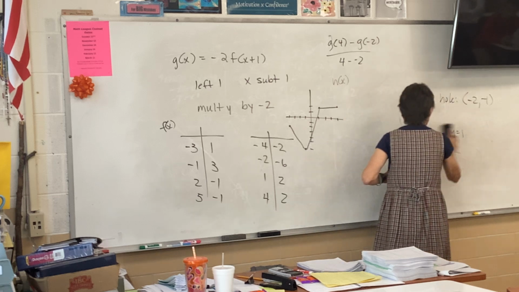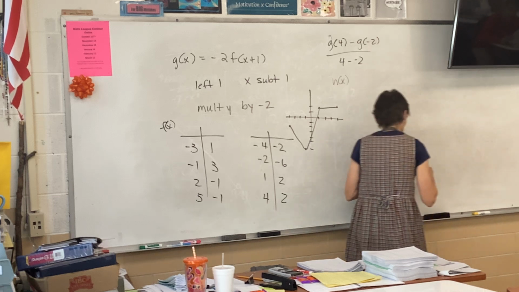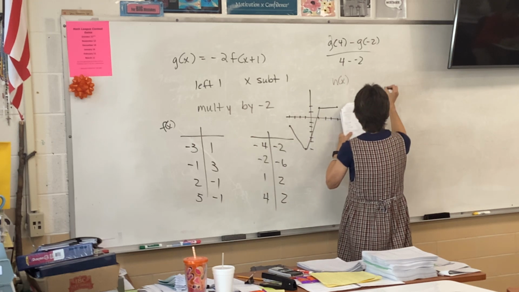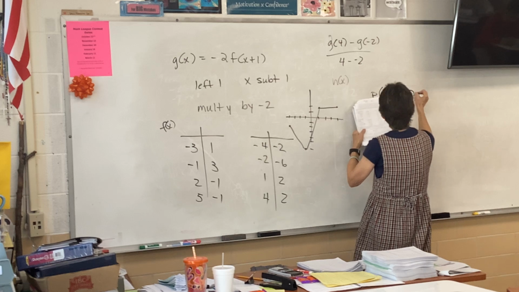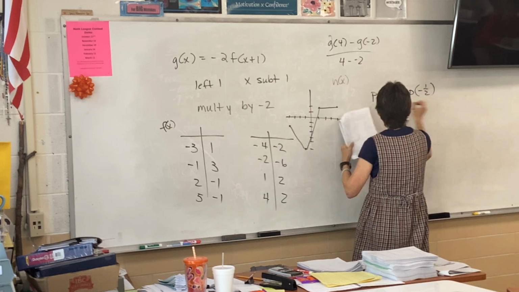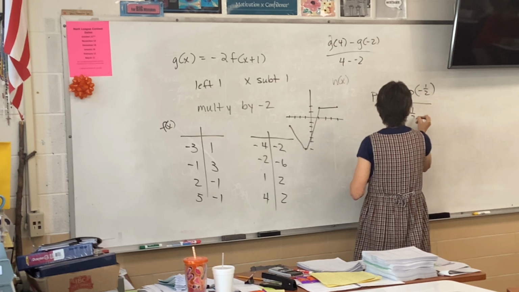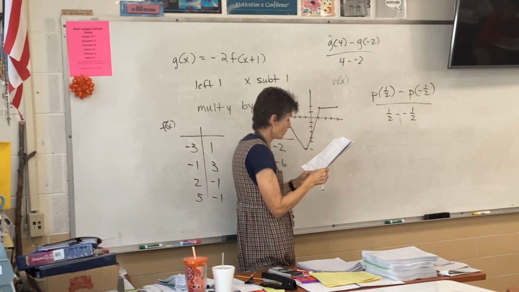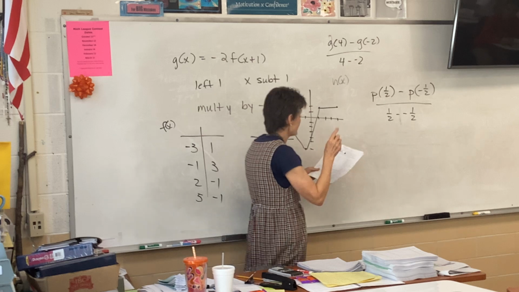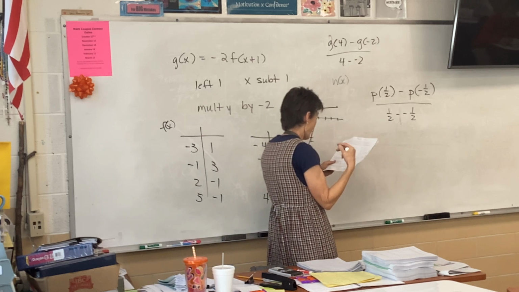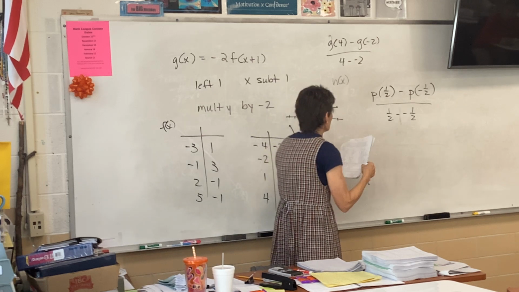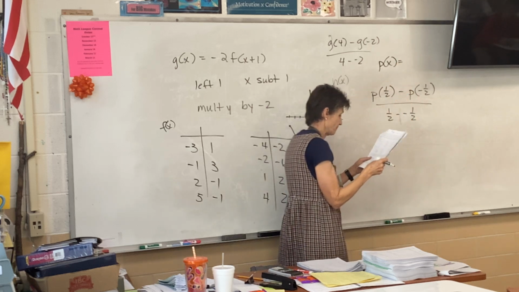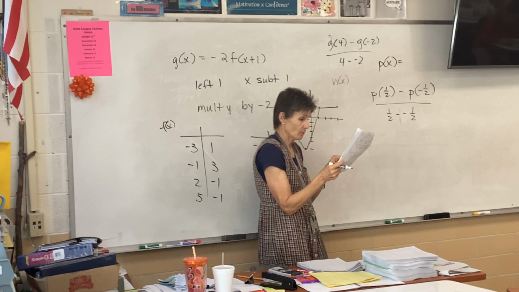All right, this idea of average rate of change is huge. So we're gonna find P of 1/2 minus P of negative 1/2 over 1/2 minus negative 1/2. Does that setup look okay to you? Okay. So now I need to know what P is. I don't know what P is. So let me figure that out. So P is what?